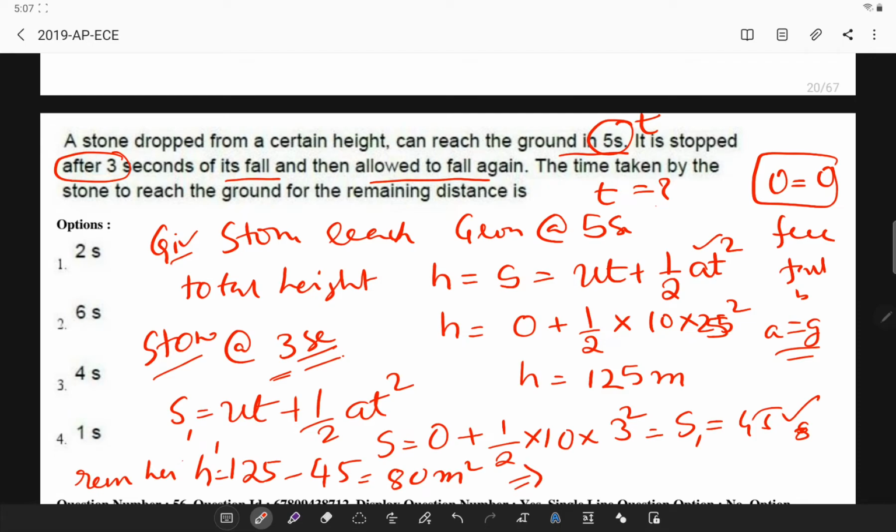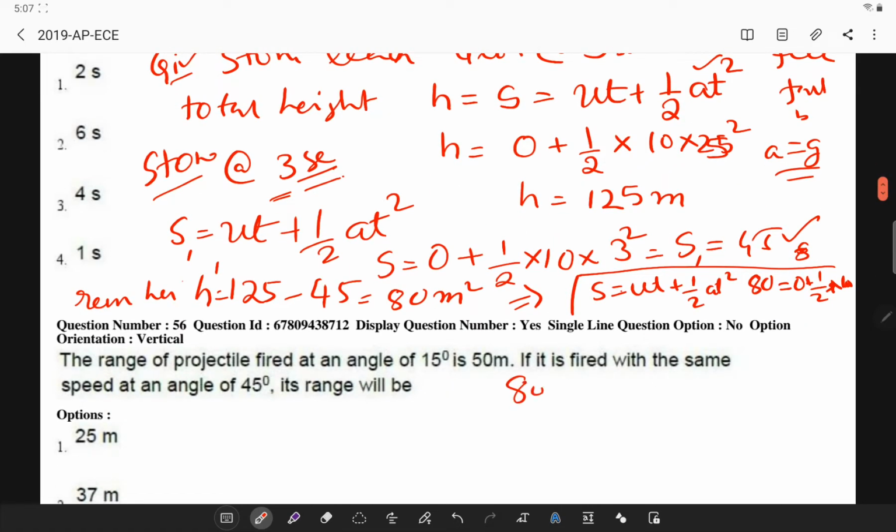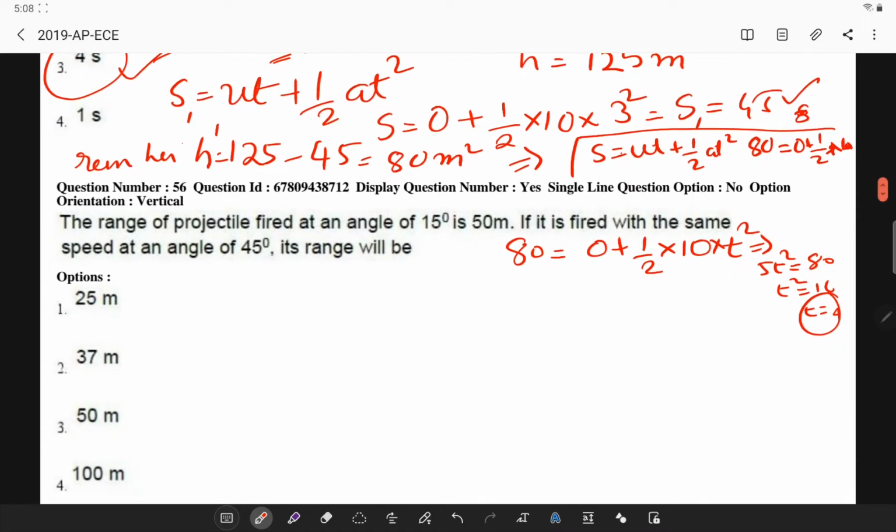Now the equation governing the above problem is s is equal to ut plus half at square, because it is a free falling body. So 80 is equal to 0 plus half into 10 into t square, or I can write 5t square is equal to 80, or t square is equal to 16, or t is equal to 4. So the answer is 4 seconds.